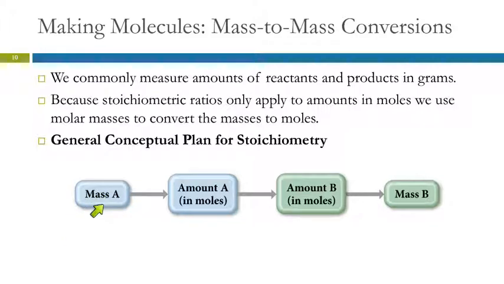Often we will start with a mass of one substance and want to know the mass of another substance. So we convert mass of A to amount of A in moles. Then we can go to moles of B using the coefficients, and then we go to mass of B. The mass to mole conversions are the molar masses of the substances. So this is the general path. We will see that there are variations on this path, but this is the basic path.